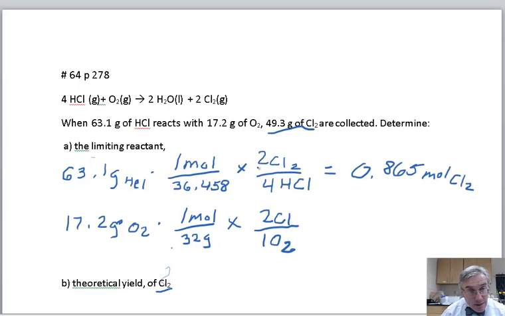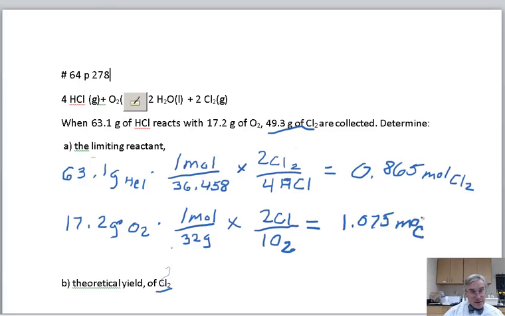Okay, so if I run the numbers on that, then I'm going to get 1.075 moles of O2. Now that's kind of weird because it's saying, I'm sorry, not moles of O2, but moles of chlorine, the product. That's what I'm after there. Let me erase that. It should be moles of chlorine.